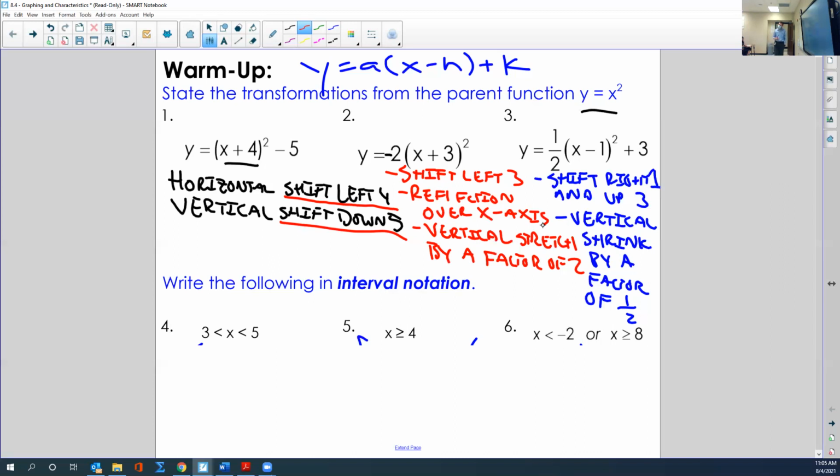So if A is negative, that means that it's a reflection. But if the absolute value of A is greater than 1, it's going to be a stretch. If it's between 0 and 1, it's going to be a shrink. And I have a slide in a second that will show everything for this. And the last one kind of includes everything. We have a shift right 1 and up 3. And then we have a vertical shrink by a factor of 1/2. And that's based off of the absolute value of the A value being between 0 and 1.